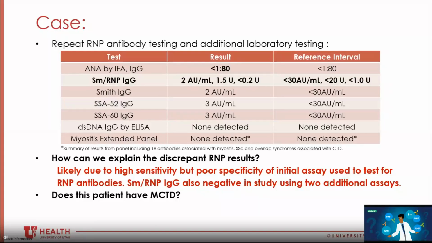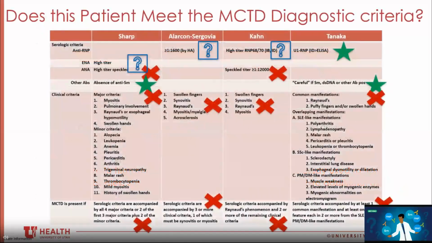So does this patient have mixed connective tissue disease? Let's evaluate this using the proposed criteria for mixed connective tissue disease. The patient is positive for RNP antibodies by ELISA, although it's difficult to say whether she would have also been positive by hemagglutination or immunodiffusion assays.